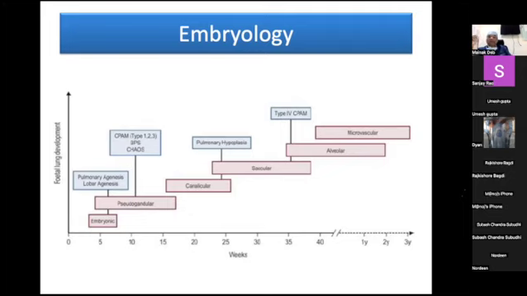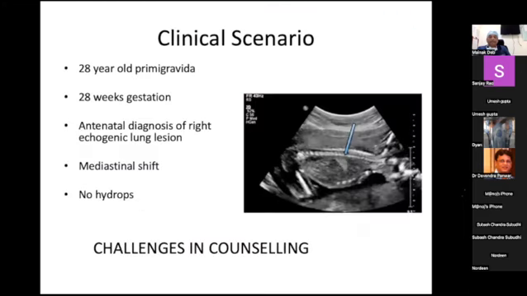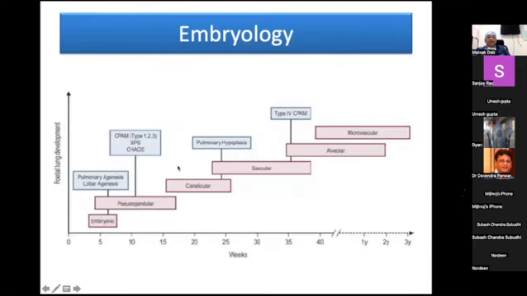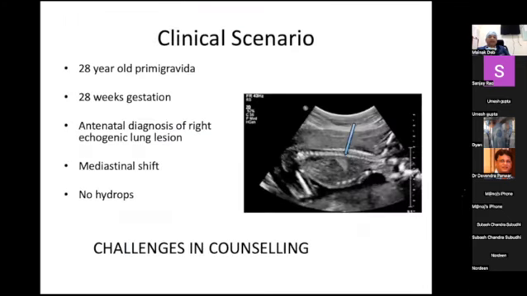While type 4 CPAMs appear much later, in the alveolar phase, so much later in the gestation period, with large thin-walled cysts, which appear to be alveolar overdistension rather than bronchopulmonary dysgenesis. So, with this brief, or at least probably not so clear, understanding of the embryology, what we should be focusing on is actually the clinical scenarios which confront us when dealing with these lesions.